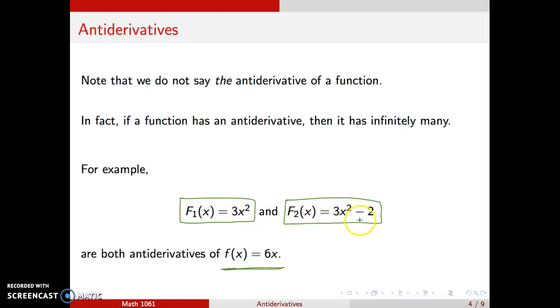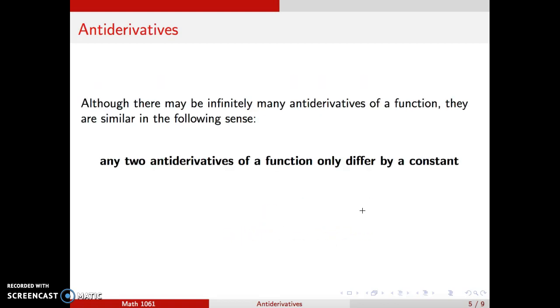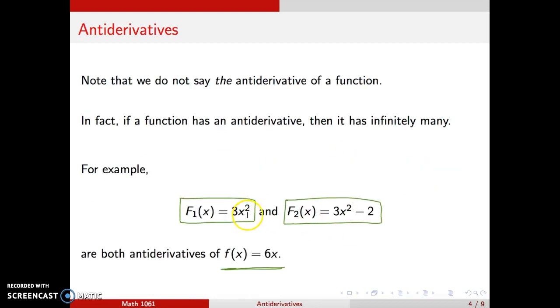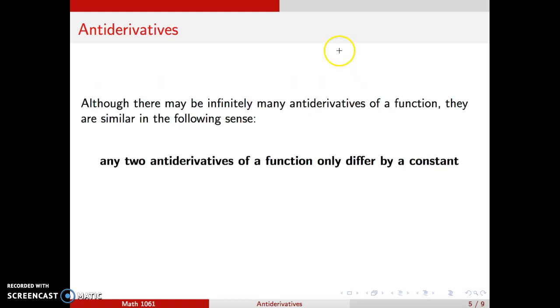The relationship that you see here is true in general. Although there might be infinitely many antiderivatives of a function, they're all similar in the following sense: any two only differ by a constant. In this example, the part that was changing, the 3x squared, was the same. The only thing that was different was that minus 2. Geometrically, if you add a constant to a function, it just amounts to a vertical shift, and so the rate of change isn't affected by that.